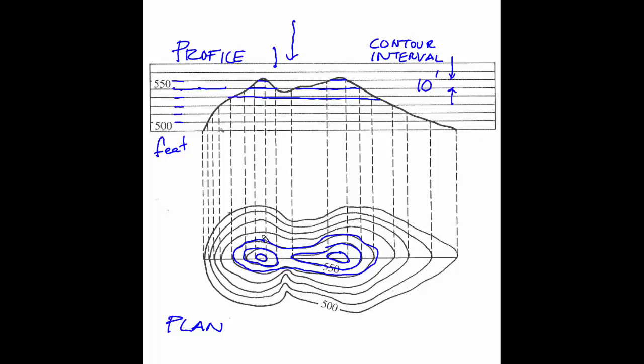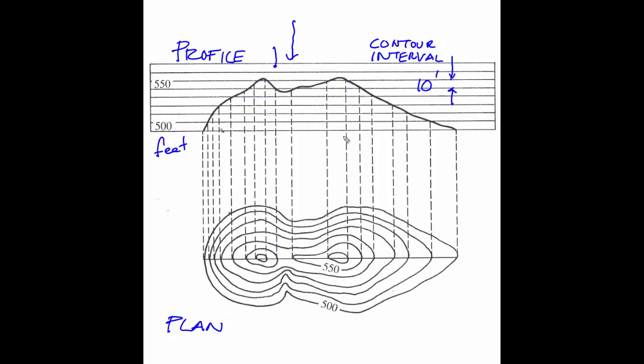So I want you to think of a contour line as an imaginary line on the ground that has a constant elevation. That is, if you walked around on this hill, you're walking around, let's say, at this outer contour line, the 500 contour. Everywhere along that line, as you walked, your feet would be at the same elevation.